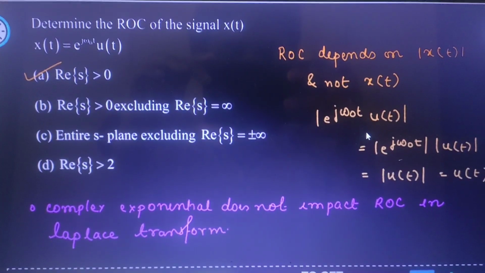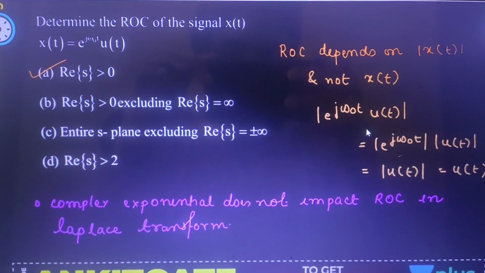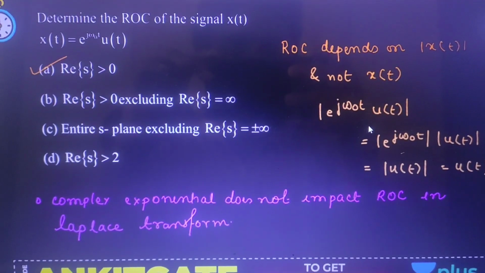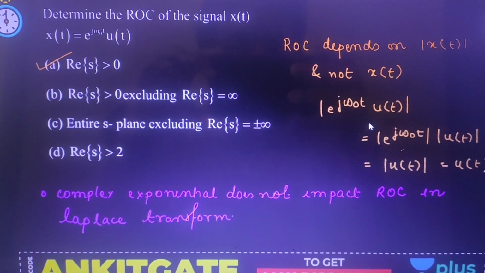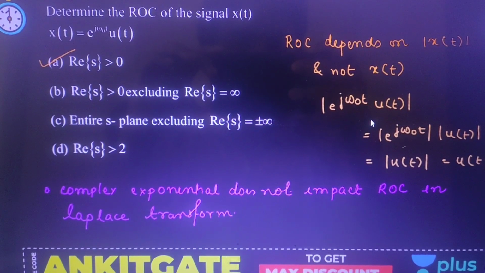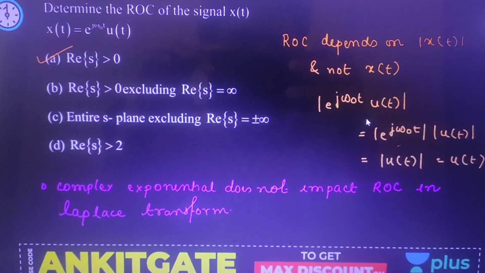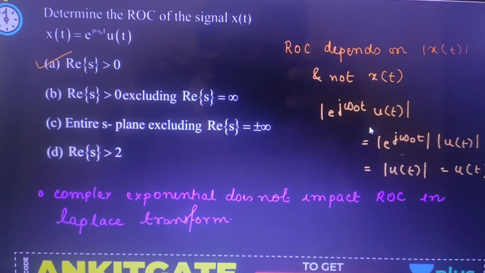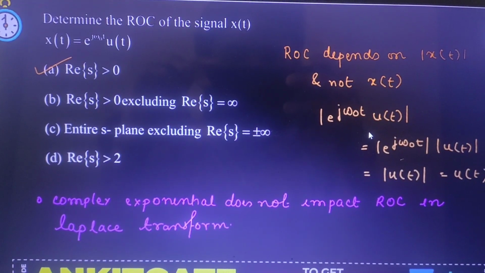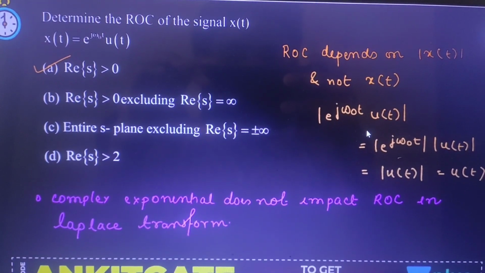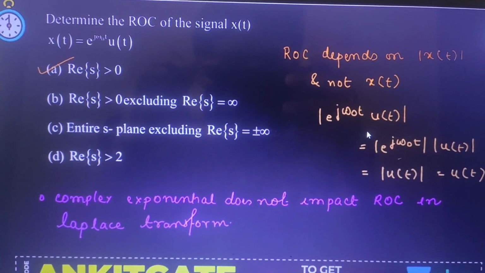Determine the ROC of a signal x of t, where x of t is given as e power j omega t into u of t. ROC depends only upon the magnitude of x of t but not on x of t itself. As we find the magnitude of x of t, you will get the magnitude of u of t. So from this problem we can conclude that complex exponential signals like e power j omega naught t do not affect the ROC in Laplace transform.